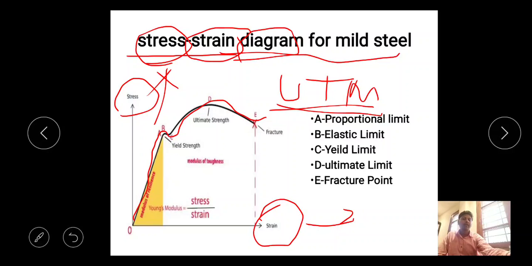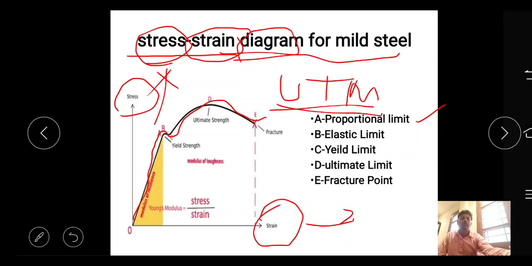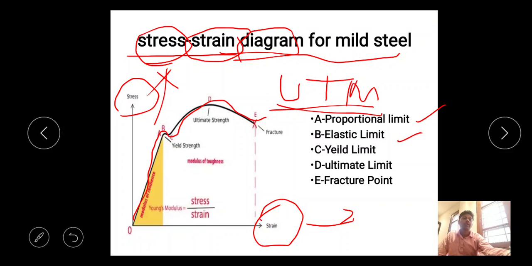Here you have different points. A is the proportional limit, that is up to A, stress and strain are proportional to each other. That is the proportional limit, then elastic limit, yield limit. Then the last point is the ultimate point. Wherever it breaks into pieces is called the fracture point. So all those things you are studying here. This is about the stress strain diagram for mild steel.